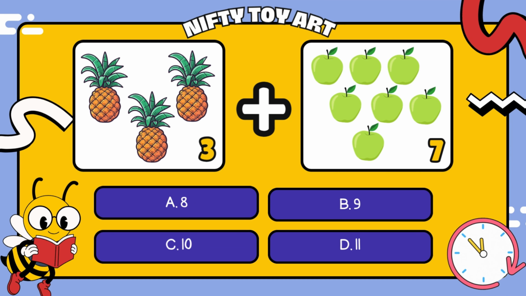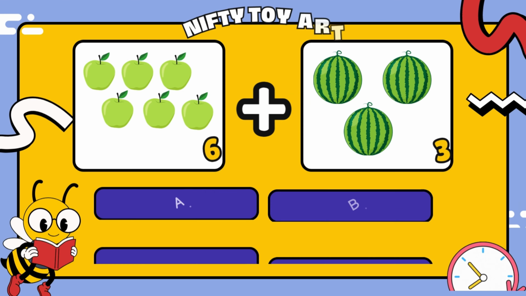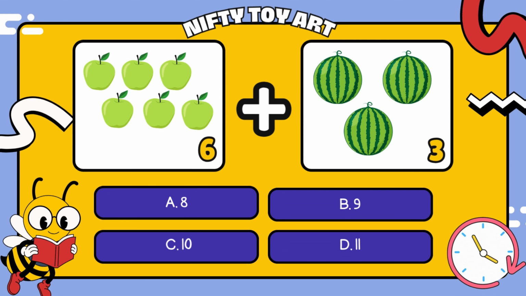I have 3 pineapple plus 7 apple. How many fruits do I have? That's right, 10 fruits. I have 7 apple plus 3 watermelon. How many fruits do I have? That's right, 9 fruits.